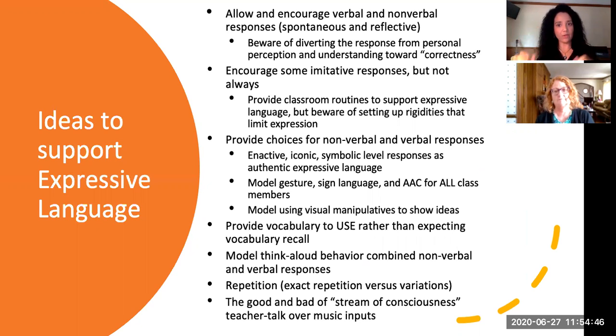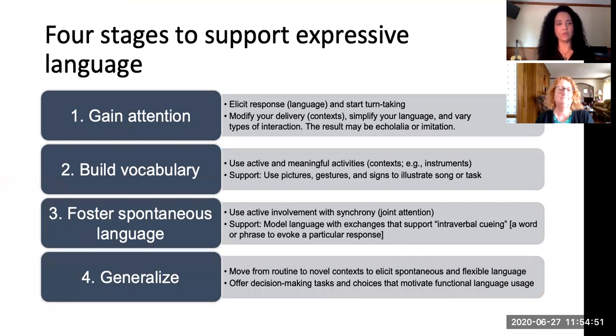So thinking about all of these concepts, how can we put this into context, a way of thinking for music educators, for all of us really? We have 4 stages to support expressive language, and you can see them labeled here, 1, 2, 3, 4. The first is gaining attention. This is how you elicit the response from your learners and start the turn-taking behaviors that really underpin a conversation: my turn, then your turn, and then responding to the turn-taking. So model those behaviors for the students, modify your delivery, simplify your language, and vary how those interactions take place.